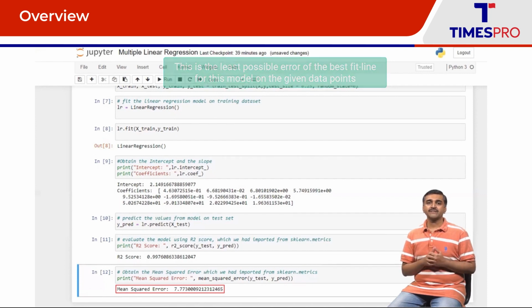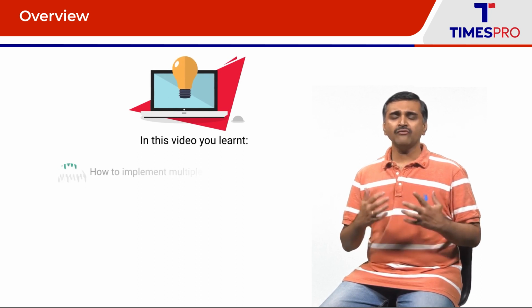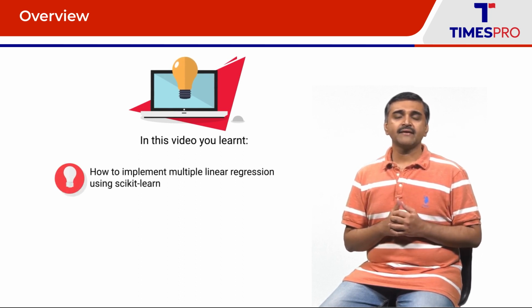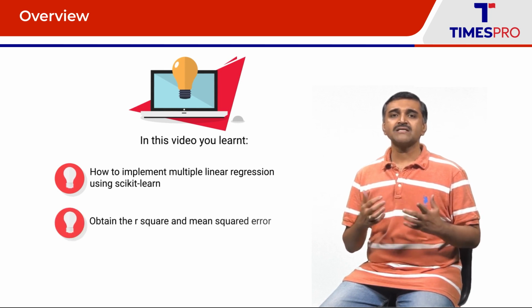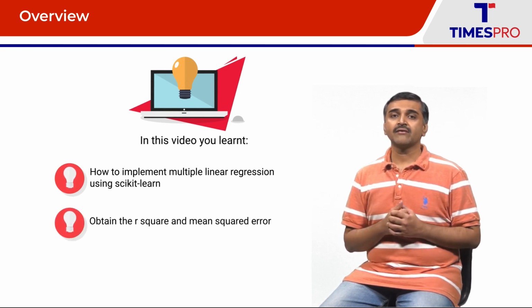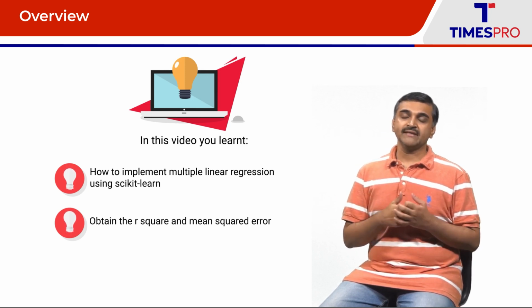In this video, you have learned how to implement a multiple linear regression using scikit-learn, and obtain the R squared and the mean squared error values, which measure the performance of the linear regression.